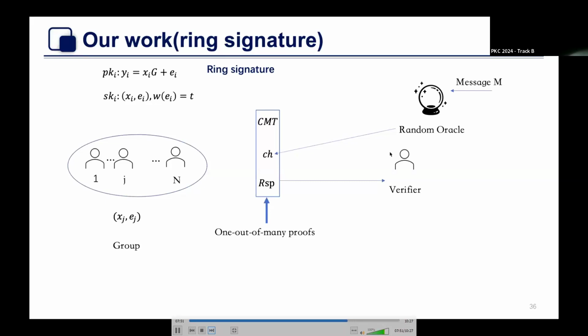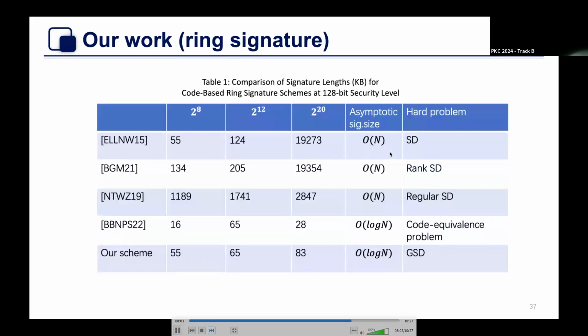In our ring signature scheme, each user's public and private key is an instance of the GSD problem. We make a comparison. We compared with other ring signature schemes based on the SD problem or its variants. Our scheme has an advantage in signature length.